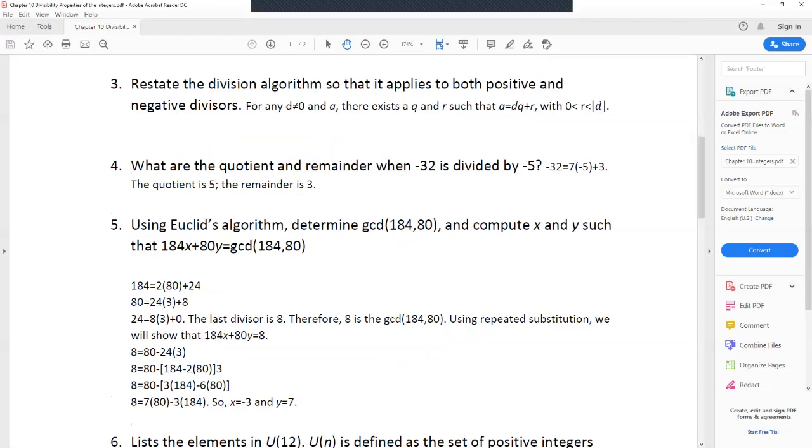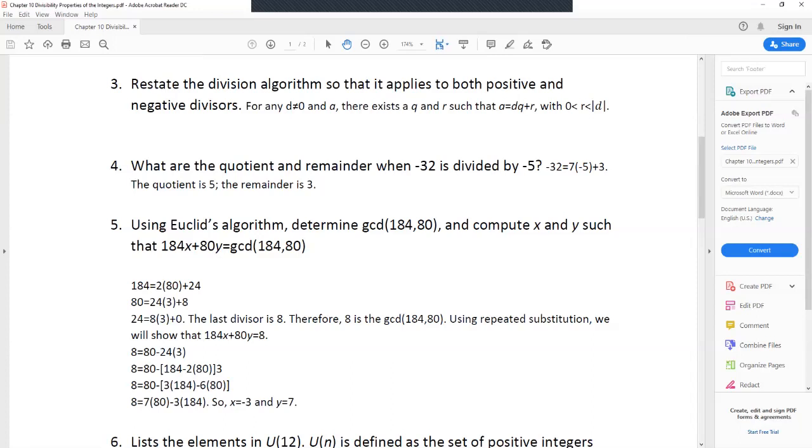Problem number 3 says to restate the division algorithm so that it applies to both positive and negative divisors. In order to do that, we just make a slight modification. We're going to say that for any D that's not equal to 0, because division by 0 is undefined, so D cannot be 0. So for any D that's not 0 and A, there exists a Q and R, Q being the quotient and R the remainder, such that A is equal to QD plus R.